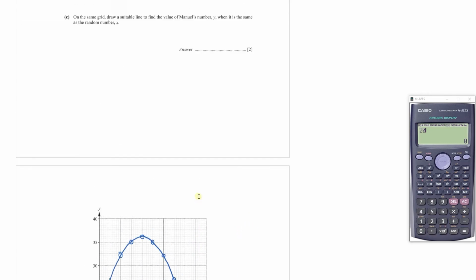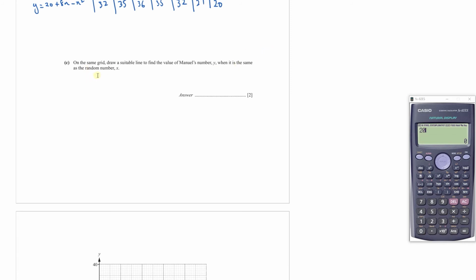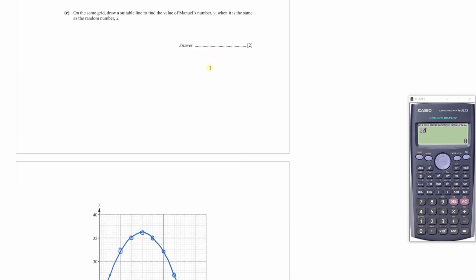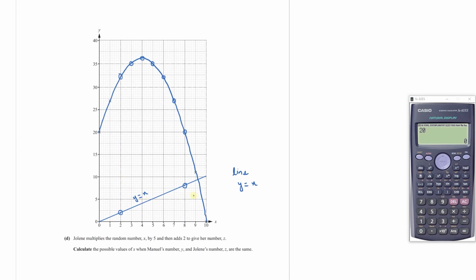So you have to find, on the same grid, draw a suitable line to find the value of Manuel's number y. So you're looking for the y value. The y value is exactly the same as the x value. If you look at this point here, this is the point of intersection. So you have to find the y value. It's in the middle of this small block, so I can draw a dotted line like this in the middle here and see what is the value of y.